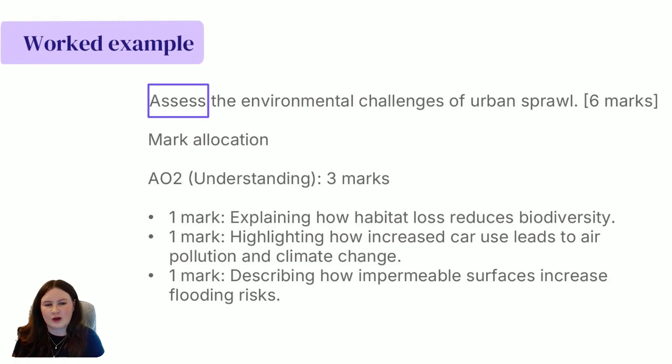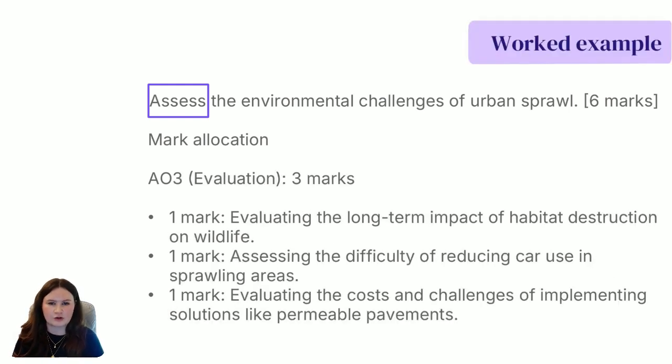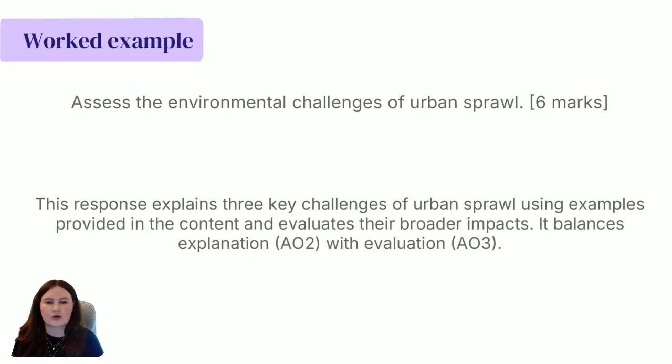6-mark questions are assessed using different combinations of AO skills. For AO2 and AO3, there are 3 marks for AO2, understanding, and those 3 marks will focus on explaining the impacts of the issue. And then for AO3, evaluation, also 3 marks, that's for weighing up the severity or long-term consequences. So this is a good response as it explains 3 key challenges of urban sprawl whilst balancing explanation with evaluation.